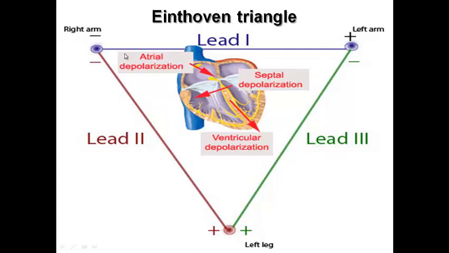We have lead 2, which represents one of the limbs of the triangle on the left side. It has its positive pole towards the left leg and negative pole towards the right arm. And we have lead 3, which has the positive pole directed toward the left leg and the negative pole directed toward the left arm. We always imagine the heart in the center of this triangle, in order to understand the expected morphology of the ECG waveform in each lead.